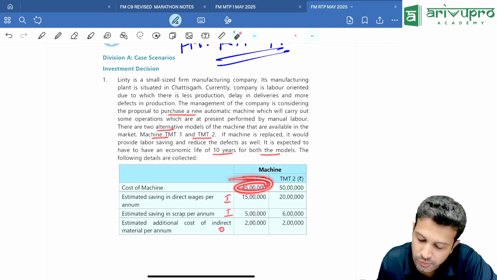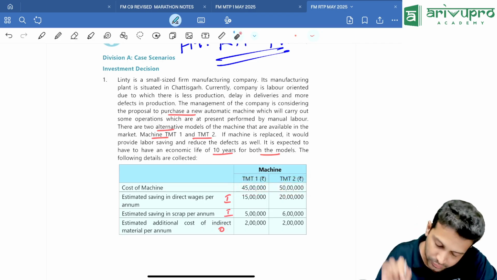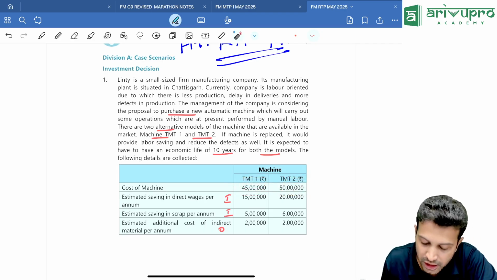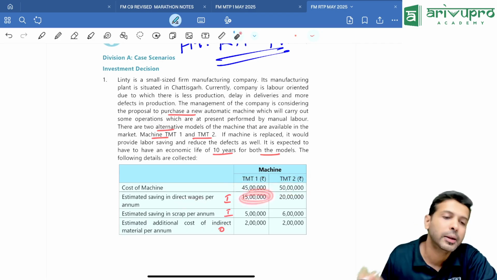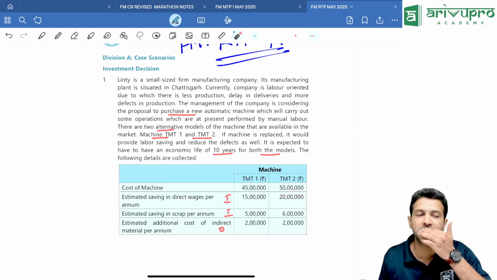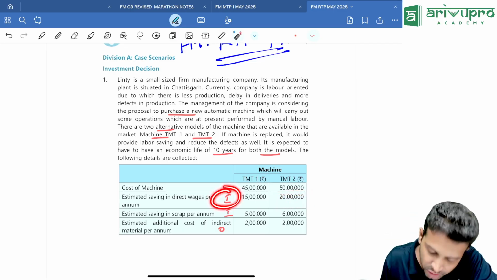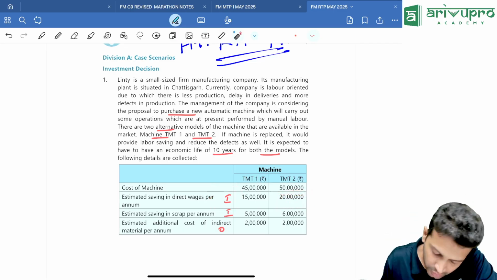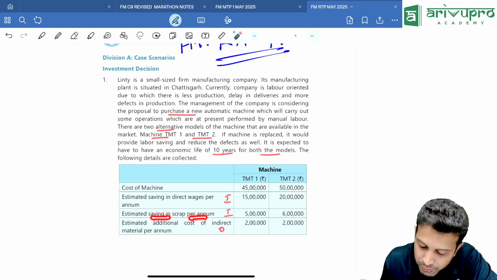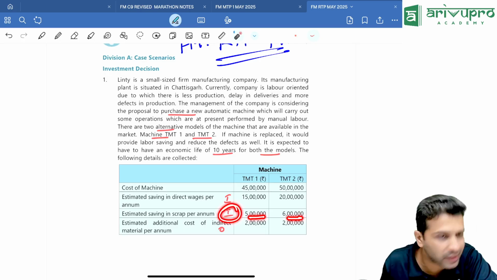First machinery will cost 45 lakh. Second will cost 50 lakh. If you go for first machinery, you will save wages of 15 lakh. Second one will save wages of 20 lakh. That means this is what, sir? Inflow, right? Similarly, estimated savings in scrap we have to the extent of 5 lakh and 6 lakh. Again, this is an inflow.